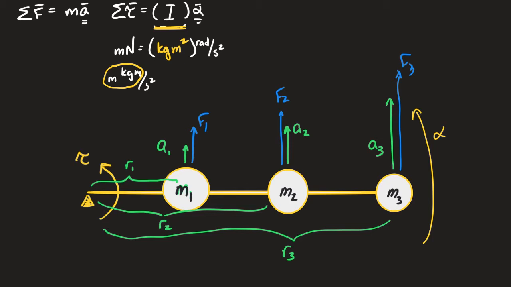Now, I hope you guys realize that an instant later, the system begins to rotate, and all these accelerations and forces change direction. But for this moment, this single instant in time, there are 3 forces acting, one on each mass, causing 3 accelerations, one on each mass, and each one is a different radius away from the pivot point. Everything okay so far?